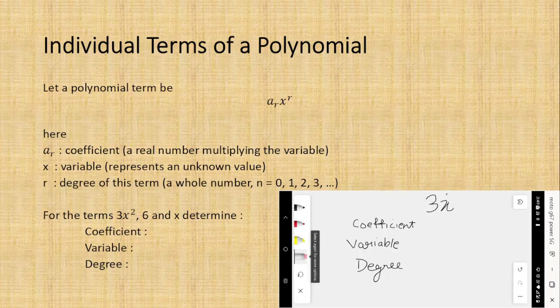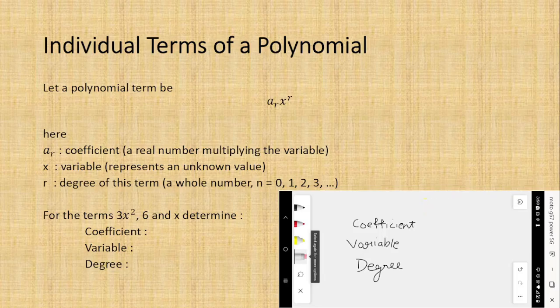Let's identify coefficient, variables, and degree for some terms. Now the first term is 3x raised to the power of 2. So here, what is the coefficient? Coefficient is the number part of the term. The coefficient is going to be 3. What is the variable? The variable is represented by x. X is the unknown part. And what is the degree? The degree is the exponent of x. So what is the exponent of x here? It is 2. Okay, now we come to the next question.